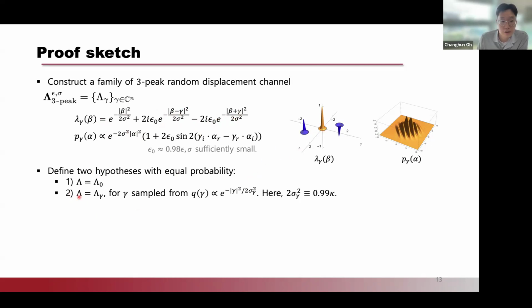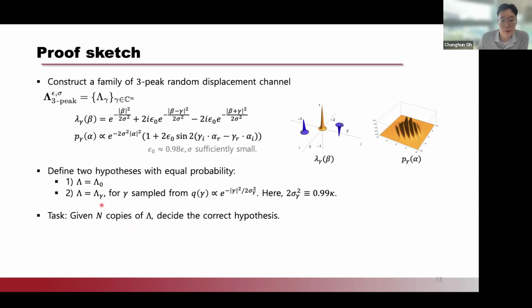But for the second hypothesis case, gamma is sampled from a random Gaussian distribution, so that the channel now has three peaks when gamma is sufficiently far from zero. So now the second channel will have these three clear peaks. This is the hypothesis testing I'm going to consider, introduced in the previous slide. And then the task is, for a given n copies of channels, to decide the correct hypothesis.